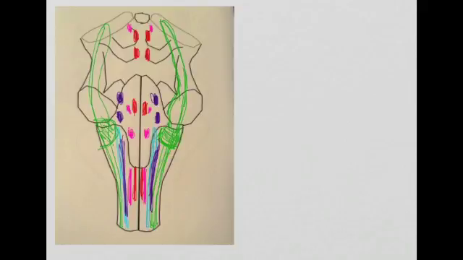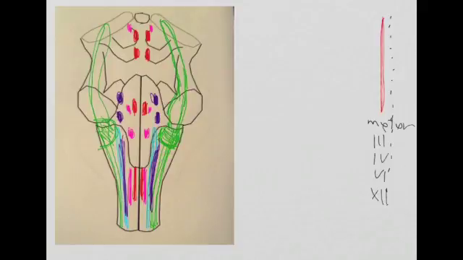So in summary, we have 4 columns of nuclei, cranial nerve nuclei, along the brainstem. So that's the midline. Closest to the midline would be the motor column. Motor 3, 4, 6, 12. 3, 4 midbrain, 6 pons, 12 medulla.